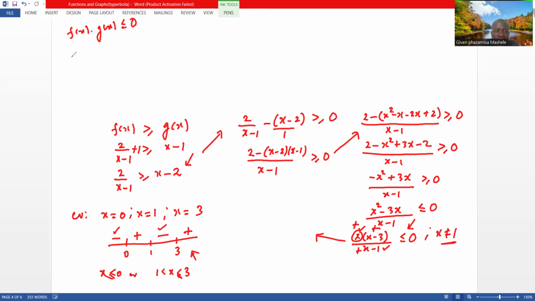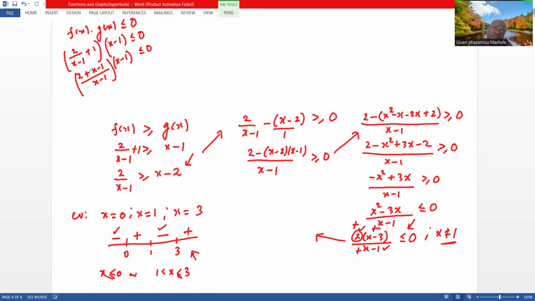What is f of x? It's 2 over x minus 1, plus 1. What is g of x? It's x minus 1. So we can first simplify this fraction. It's going to be 2 plus x minus 1, over x minus 1. Then we multiply by x minus 1, less than or equal to 0.